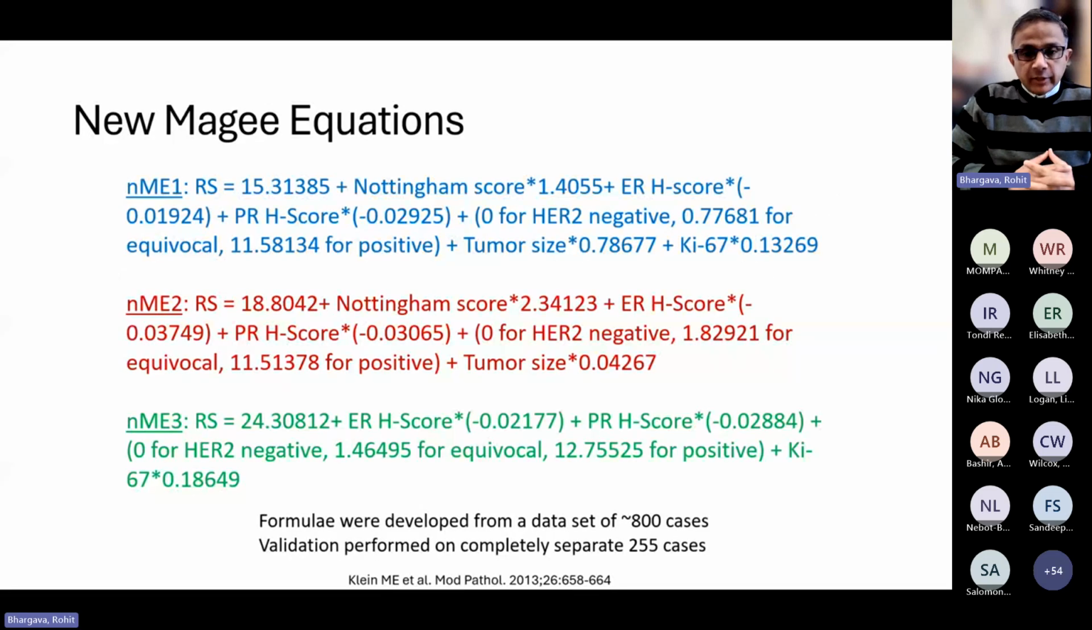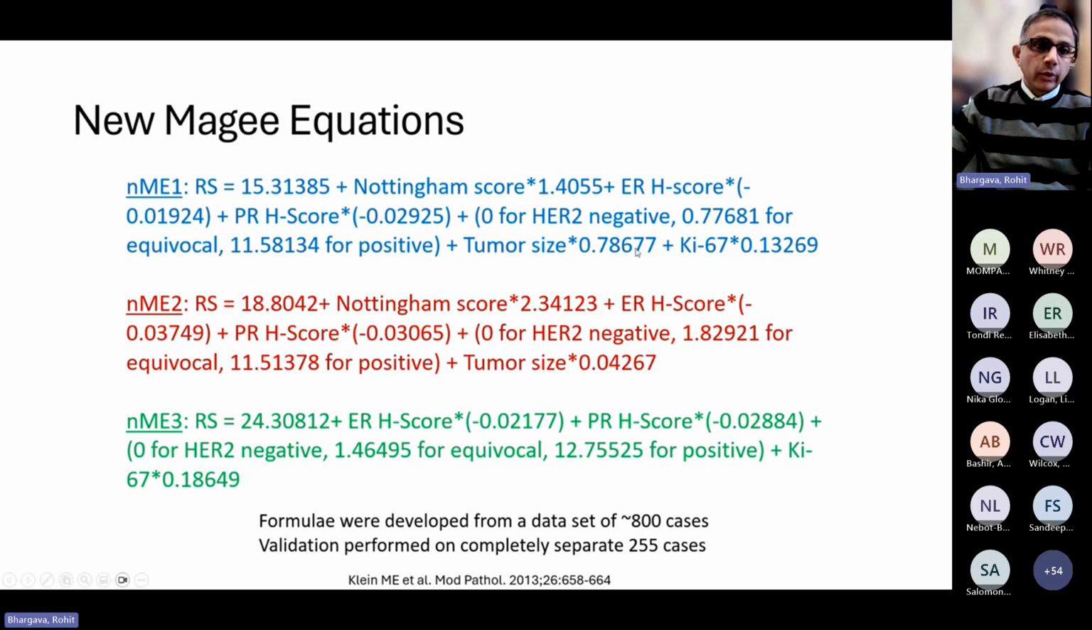The reason I say data availability is because we were not always doing Ki67. Ki67, we started doing at our institution only in late 2007 and 2008. So not all cases had Ki67 available on the cases. So these were the 3 equations that resulted.